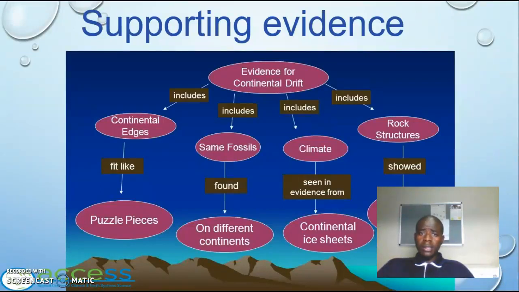Supporting evidence that we were once connected includes the continental edges, which fit like a puzzle. Fossils which are found in America can also be found in Africa. That shows that we were once connected. The climate also contributes to the evidence, not forgetting the rock structure and the rock edges. It also shows that we were once connected, as Wegener states.